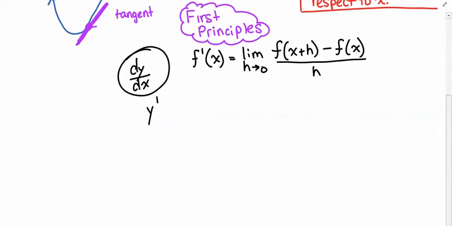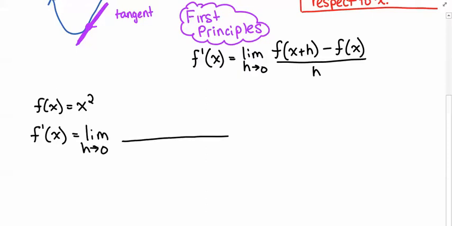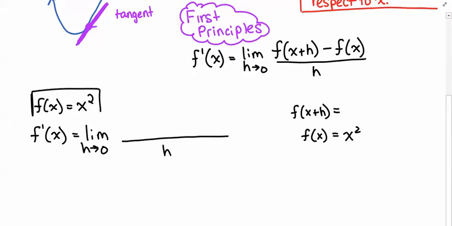So let's try it. Let's find the derivative of a function. Say we just had the function f of x equals x squared, and we want to find f prime of x. We're going to use this formula from first principles. We need to know what f of x plus h is and what f of x is, so we can fill that into our formula. f of x is just x squared, as it says here in the question.